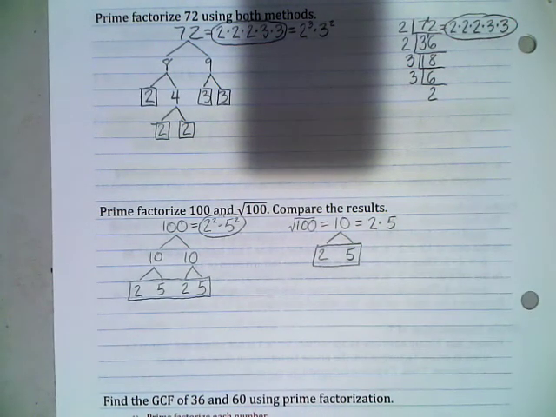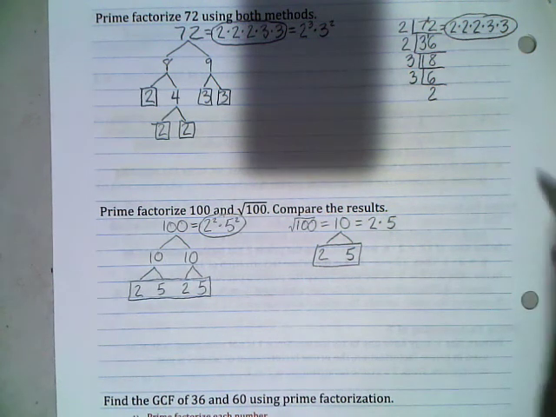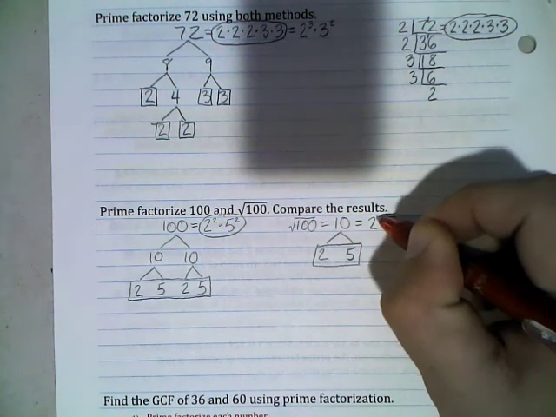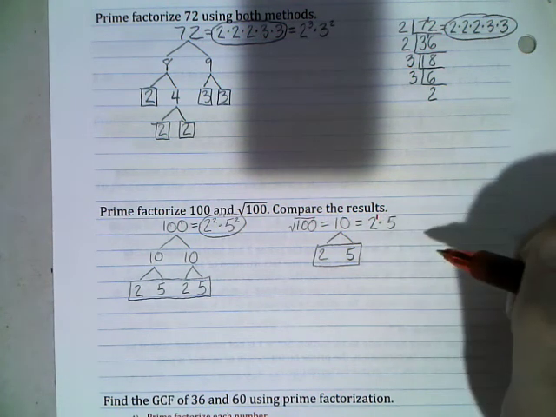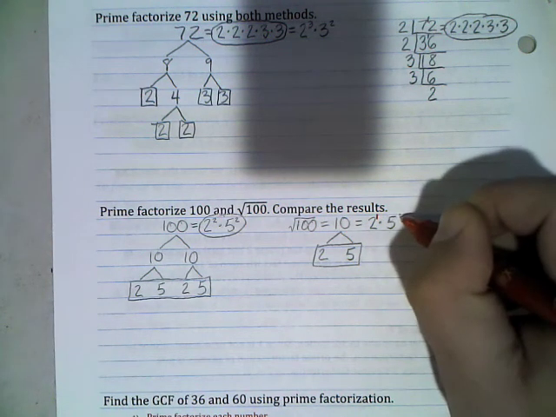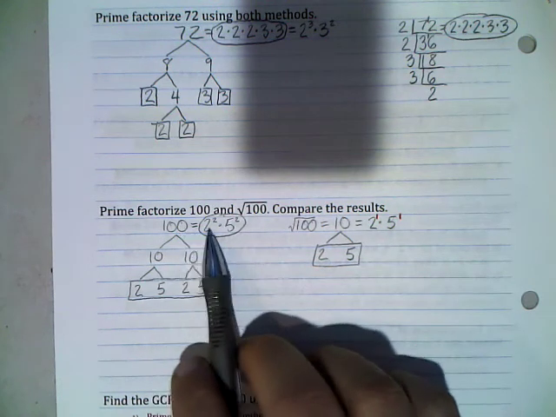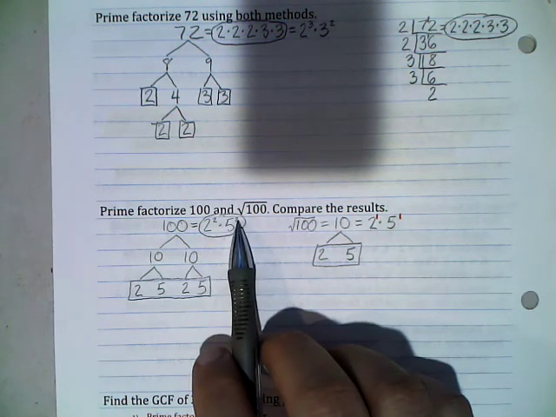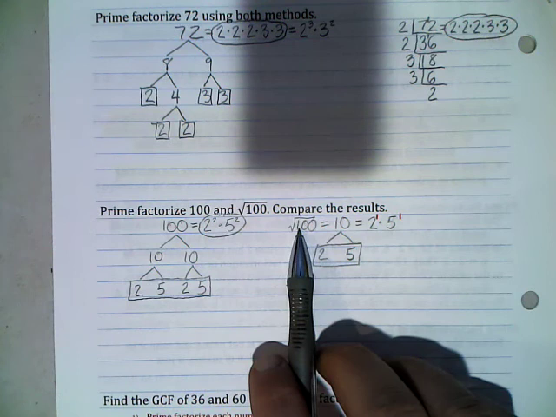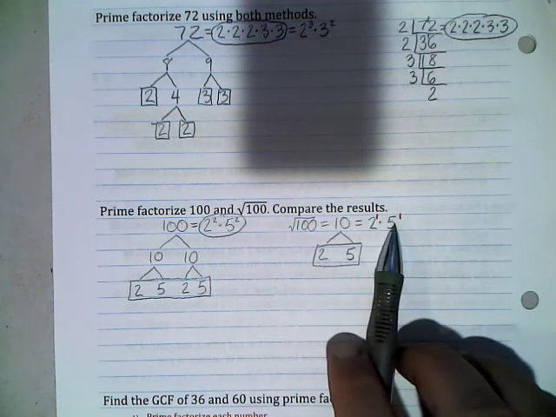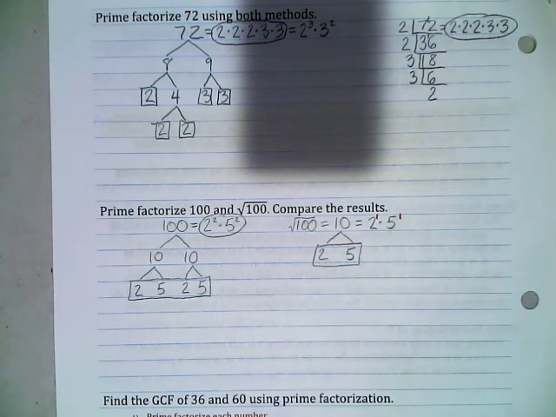So if we compare the results here, specifically if we look at the exponents, the exponent on this 2 here is really an invisible 1. The exponent on this 5 is also an invisible 1. So ladies and gentlemen, what I hope you see here is that if you know the prime factorization of a number, its square root will have the same prime factors, but their exponents are half as big.